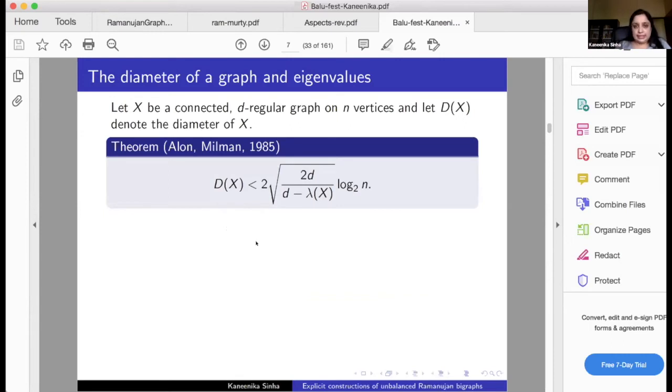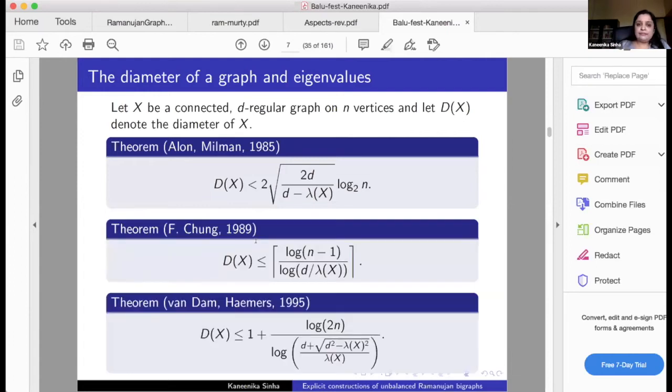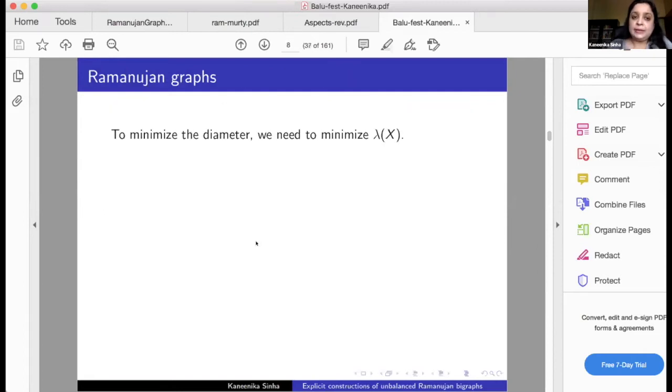So now how is all of this connected with the diameter? They are very, very closely connected. If you have a connected d-regular graph on n vertices, let d(X) denote the diameter of X. We have certain very nice theorems which relate the diameter to lambda of X, which is the maximum size of the non-trivial eigenvalues of X. These are different inequalities due to Alon and Milman in 1985, Fan Chung in 1989, and Van Dam and Haemers in 1995. And you will observe from all these inequalities that to minimize the diameter, we need to minimize lambda of X.